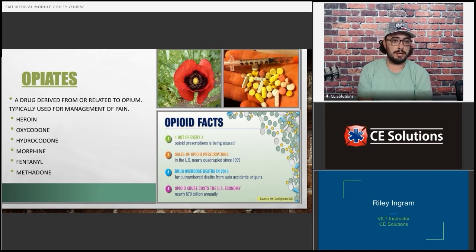1 out of every 3 opioid prescriptions is being abused. Sales of opioid prescriptions in the U.S. nearly quadrupled since '99. Drug overdose deaths in 2015 far outnumbered the deaths from auto accidents or guns. And opioid abuse costs the U.S. economy nearly $79 billion annually.